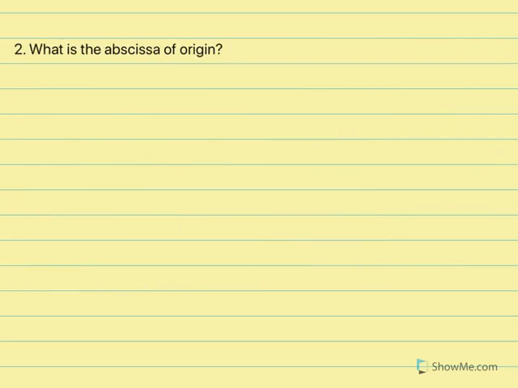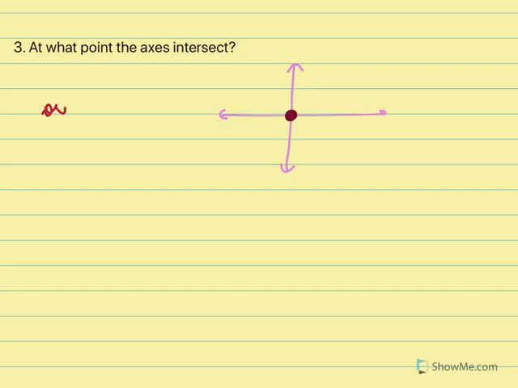What is the abscissa of the origin? Now the origin, you know, is (0, 0). The abscissa is the x coordinate and this is the ordinate. So the abscissa of the origin is 0. At what point do the axes meet? You have the y-axis and the x-axis, and this is the point where they meet. It's the origin. They meet at the origin, which is (0, 0). This point lies on both the axes.